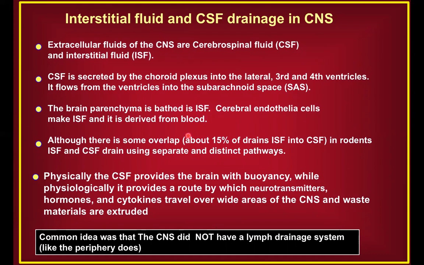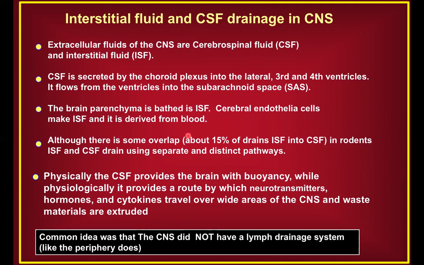So the brain parenchyma, the meat of the tissue, the white and gray matter, is bathed in the interstitial fluid. Cerebral endothelial cells make interstitial fluid, and it's derived from blood. So there are a lot of components of the interstitial fluid that look like blood. It's just the blood without the cells, the iron, the red blood cells. So it's made by cerebral endothelial cells, and that's a lot of how the nutrients are transferred.